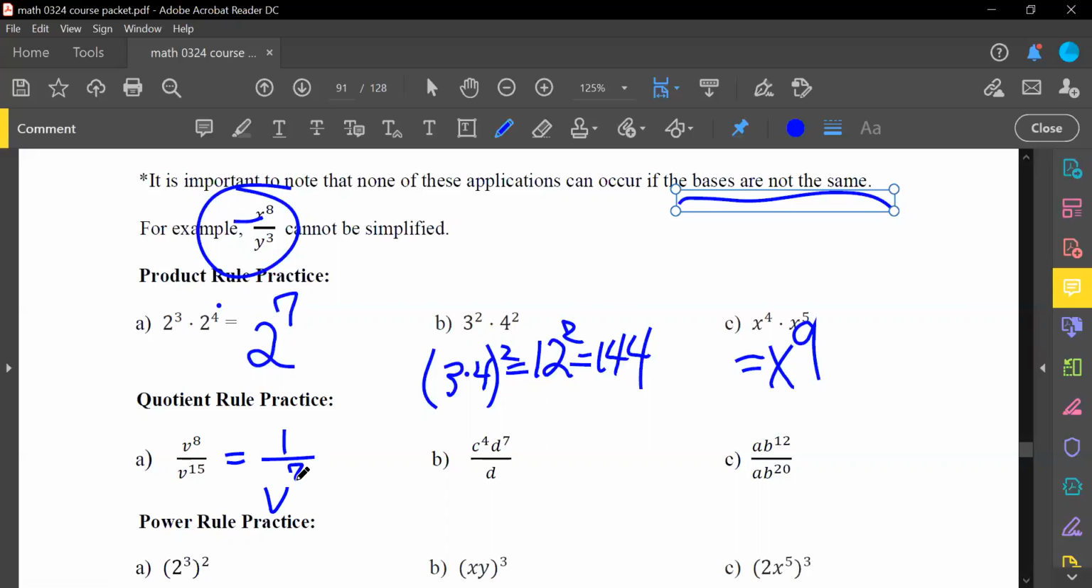So the thing with d, remember that this is really d to the first power. All right. So c doesn't have any buddies or any c's, so he's going to stay the same. You have d to the 7th over d to the first. Well, when I divide that, I'm just going to subtract. So 7 minus 1 would be 6. That would be d to the 6th.